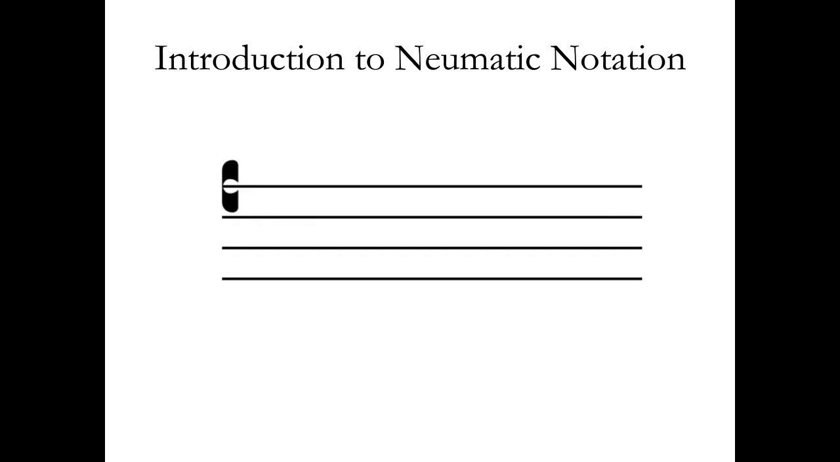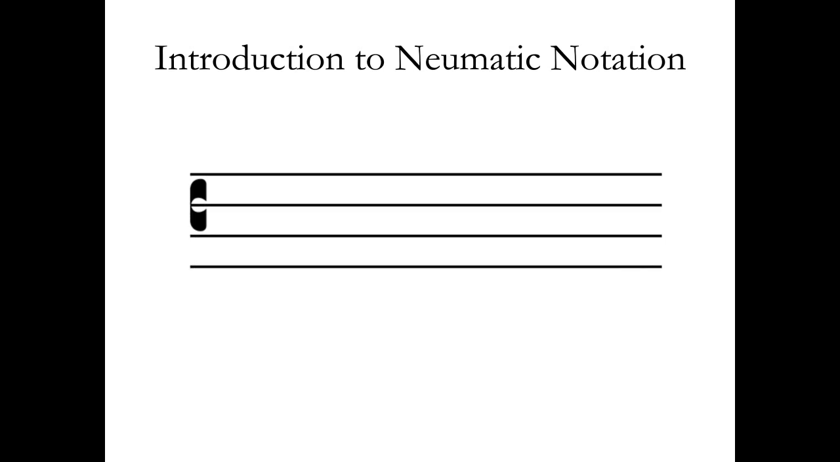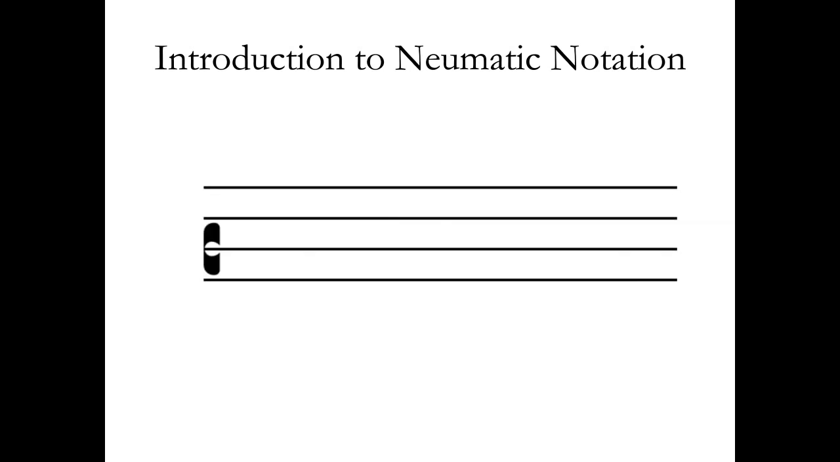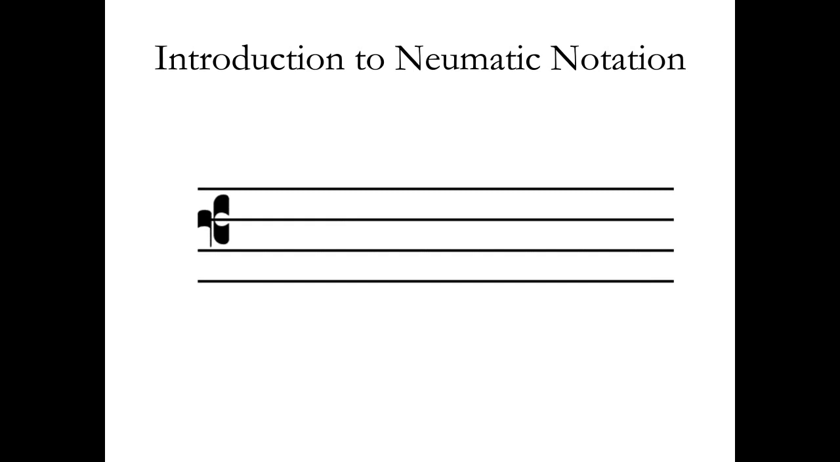One is the C clef or the Do clef. And the C clef can be on various lines. Most commonly, it's on the top line, the second line from the top, or the third line from the top. We can also have a Fa clef. And this just shows you where Fa is. And the most common positions for the Fa clef are on the second line from the top or the second line from the bottom.